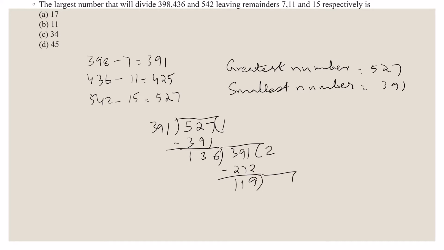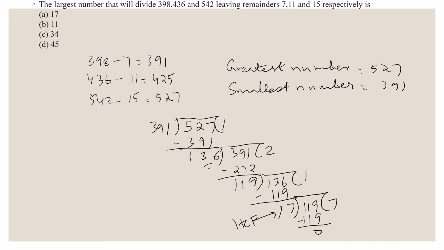Again, you divide 136 by 119. It will go one time. 119, and when you subtract, the remainder will be 17. Again, you divide 119 by 17. So it will go 7 times. So the remainder will be 0. So this is our HCF.